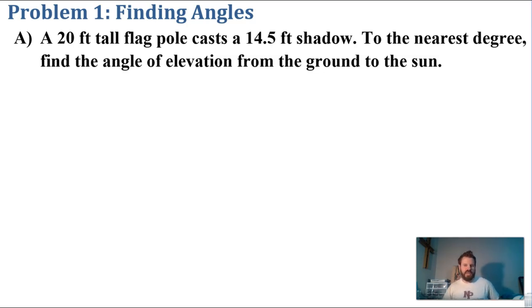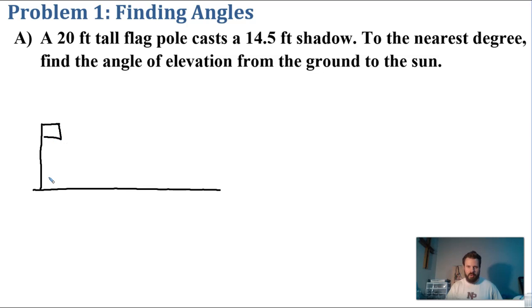All right, in problem 1, we're going to look at finding angles with trig. Part A says a 20-foot tall flagpole casts a 14.5-foot shadow. To the nearest degree, find the angle of elevation from the ground to the sun. Okay, so let's draw this up. We've got a flagpole that is 20 feet tall. And we're going to say it casts a 14.5-foot long shadow.